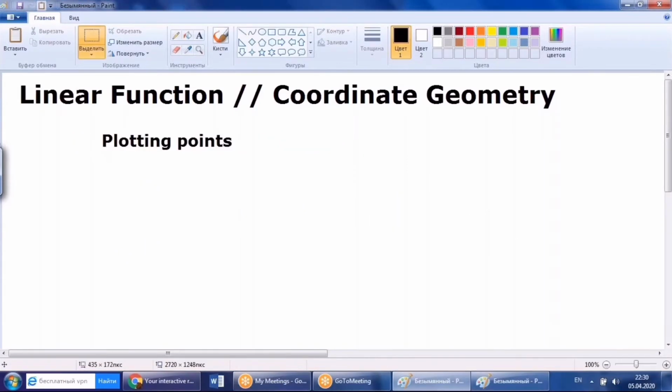Now we will talk about plotting points. For example, I want to plot the point A with coordinates 3 and 4. Remember that the x coordinate is always given first. For point A, we say that 3 is the x coordinate of A and 4 is the y coordinate of A. So let's draw.